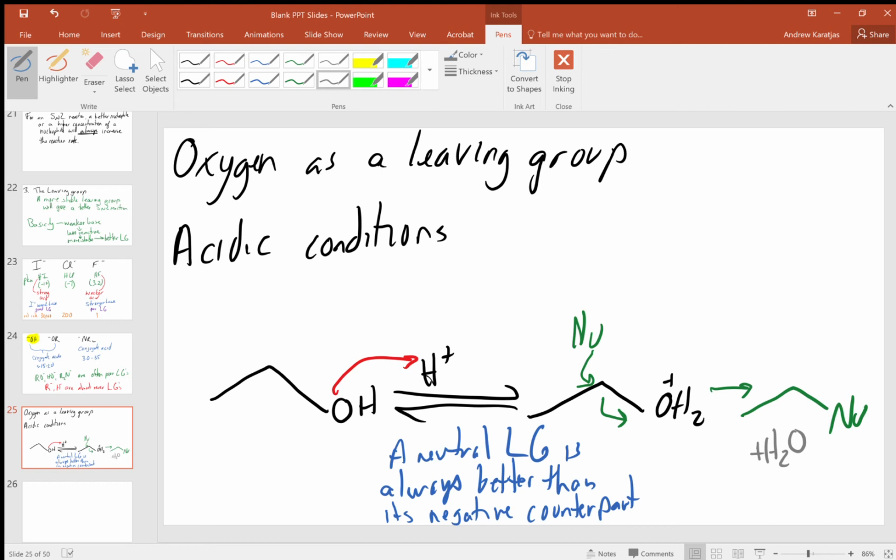Now, what are the negatives of using this method for making oxygen into a better leaving group? Well, there's two major drawbacks. One is that you have to add a strong acid.